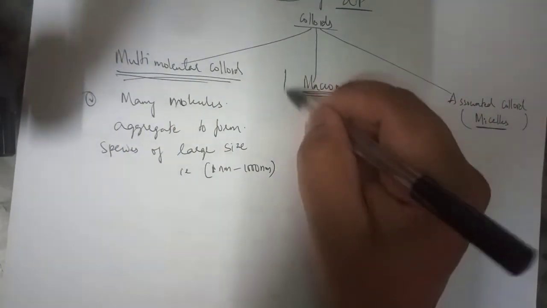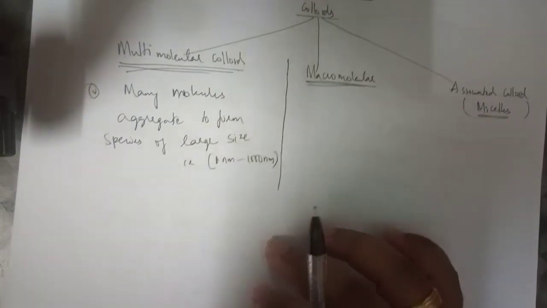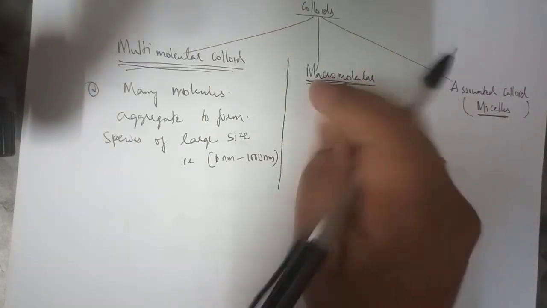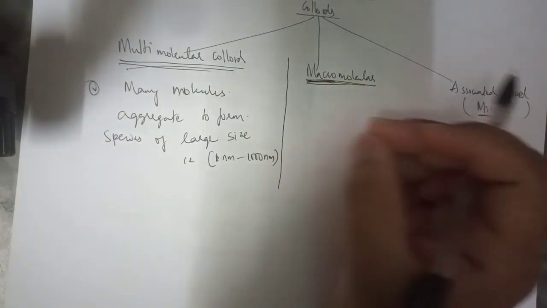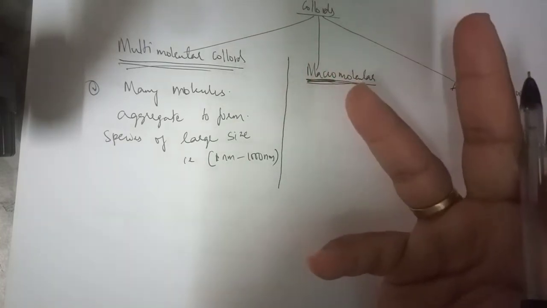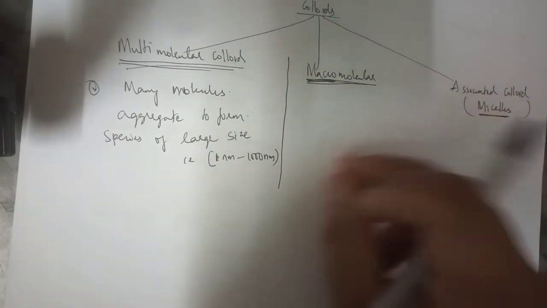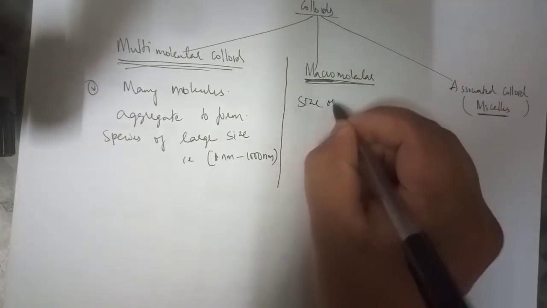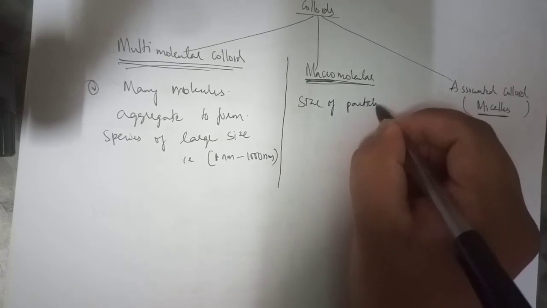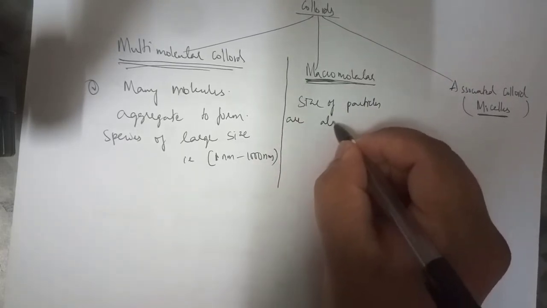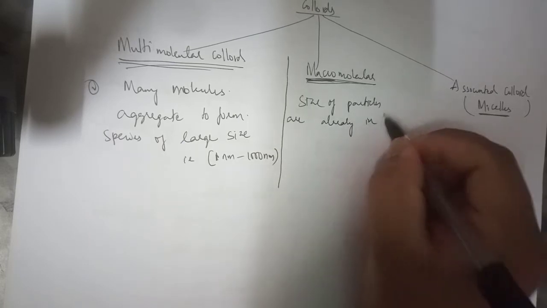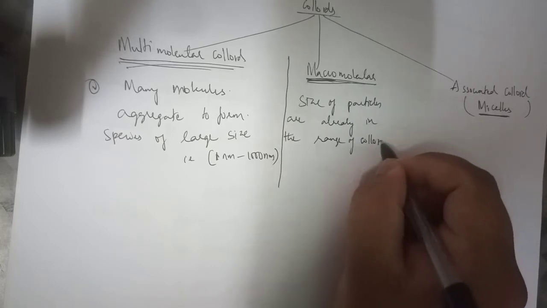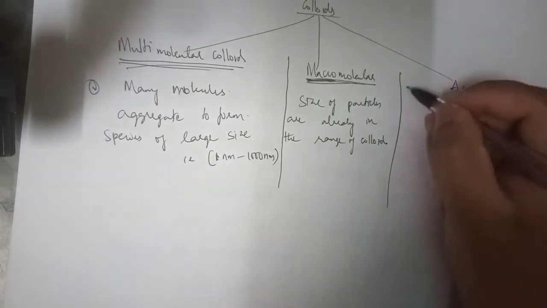If you talk about macromolecular, in the macromolecular what happens is, already the molecule is macro, meaning bigger. Those molecules whose particle size already falls in the range of 1 nm to 1000 nm are already in the range of colloids. Simple, macro. Now the important one is associated.